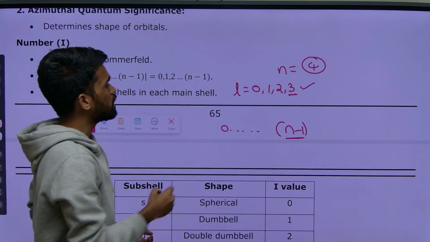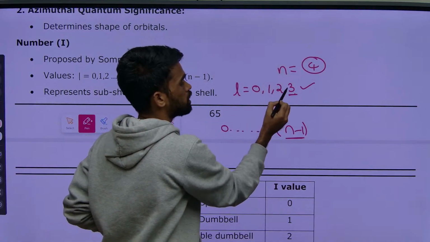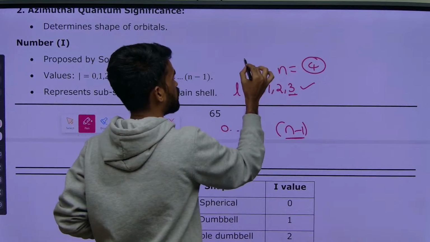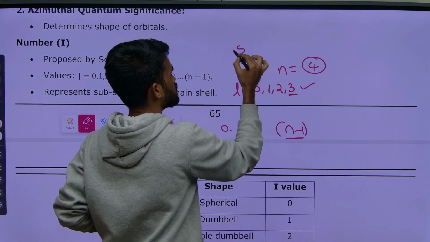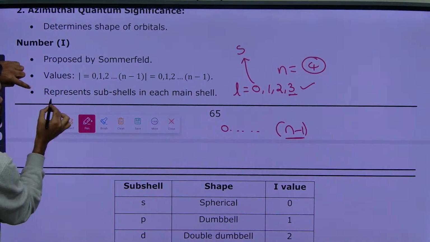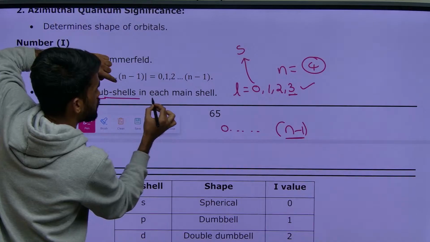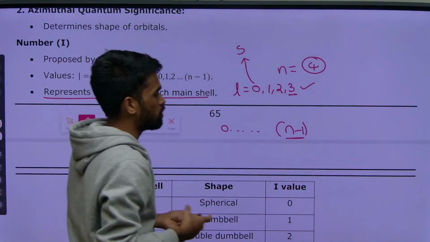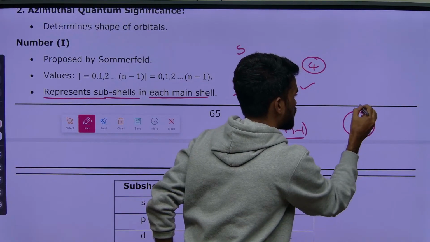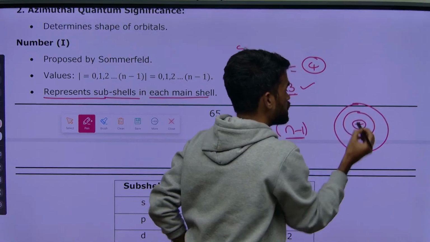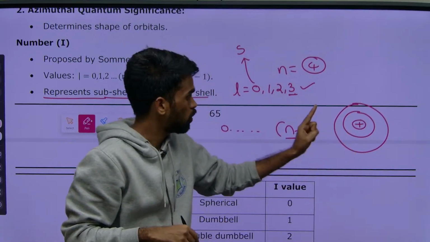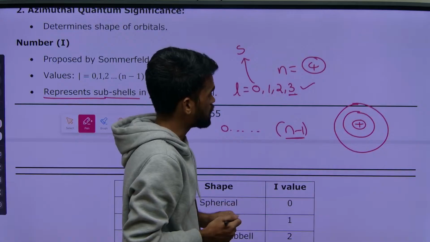Now each of these 0, 1, 2, 3 has a particular indication. For example, if l value is 0, it indicates s subshell. It represents subshells in the main shell. See, what we studied now, there is a nucleus. Around the nucleus there will be shells like this. In these shells there will again be subshells. First of all we studied shells, now we are studying subshells.